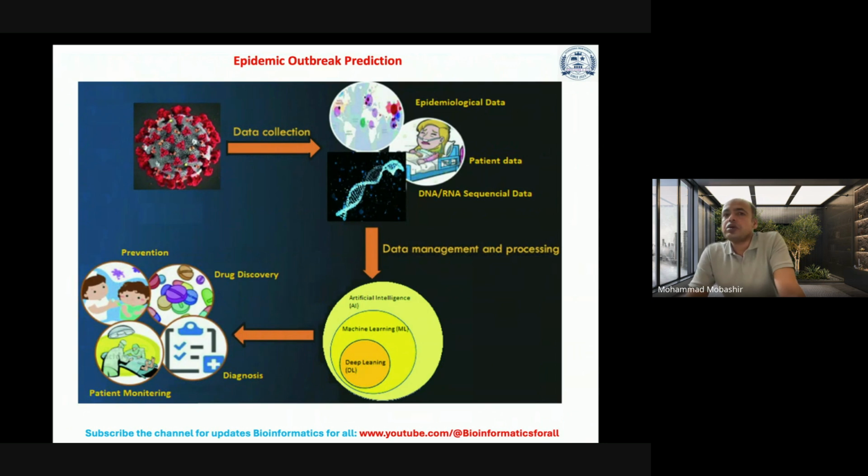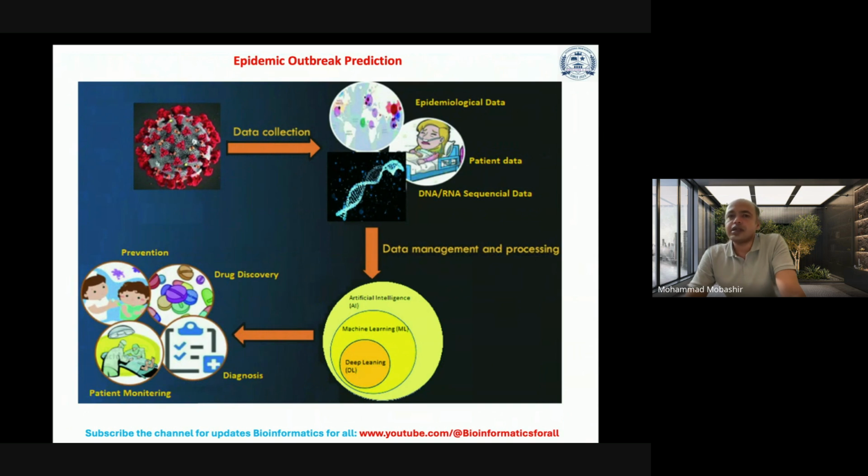Now it comes to epidemic outbreak prediction applications. You can think about COVID-19 and how people have tackled the COVID-19 outbreak. Here you have data collection, then epidemiological data, patient data, DNA, RNA sequencing data, data management processing, then uses of AI, machine learning, deep learning, then drug discovery, diagnosis, prevention, and patient monitoring. You have also seen during this COVID-19 that the vaccine was developed in quite a short time, and that was really very unique.